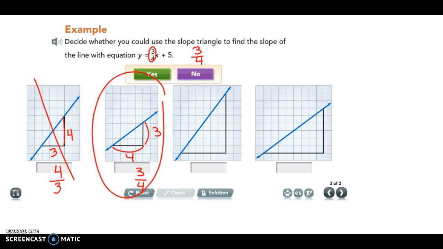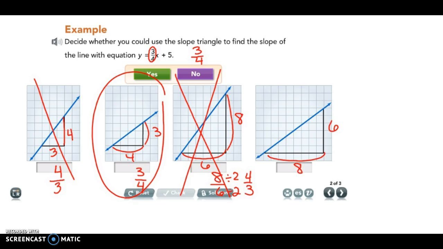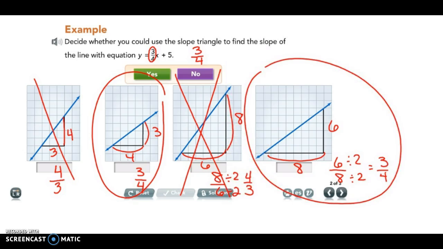So now we're going to look at this one. If I look at my rise, it is 8. My run is 6. So I'm going to have 8 over 6. I'm going to divide both of those by 2, and I'm going to get 4 over 3. And that is not the same as 3 over 4. And then our last one, our rise is 6 and our run is 8. So 6 over 8, divide both of those by 2 to reduce them down, and we have 3/4. So this one also would be able to be used in that equation.